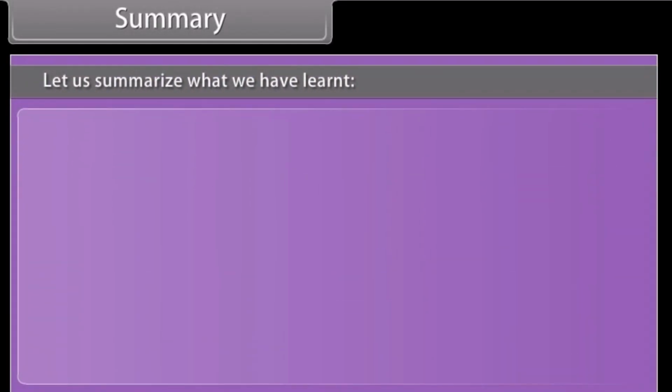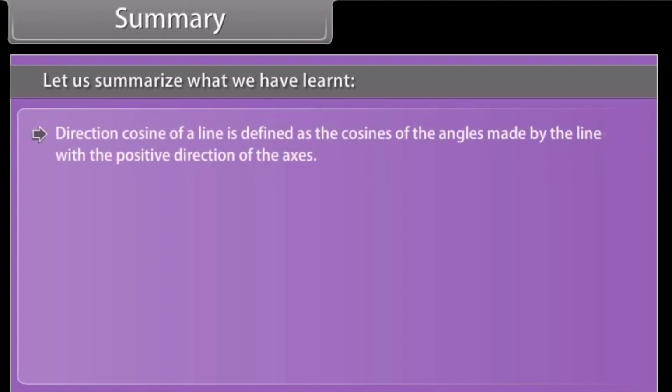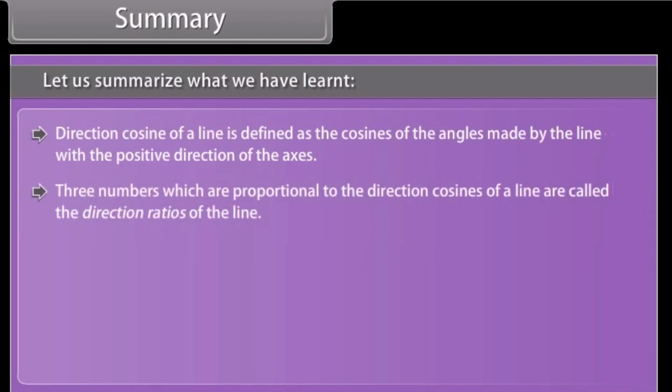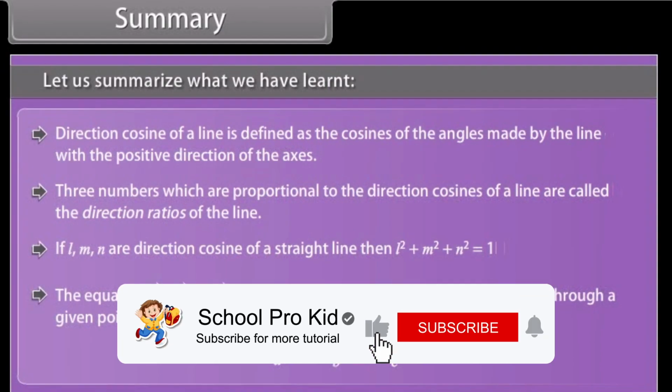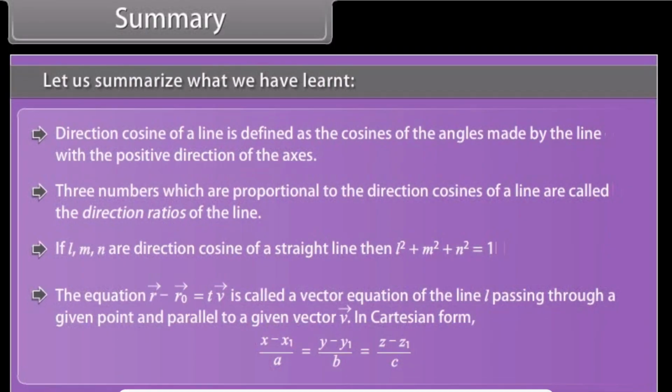Summary. Let us summarize what we have learned. Direction cosine of a line is defined as the cosines of the angles made by the line with the positive direction of the axes. Three numbers which are proportional to the direction cosines of a line are called the direction ratios of the line. If l, m, n are direction cosines of a straight line, then the equation is called a vector equation of the line passing through a given point and parallel to a given vector v.